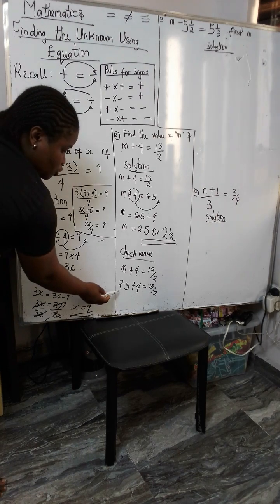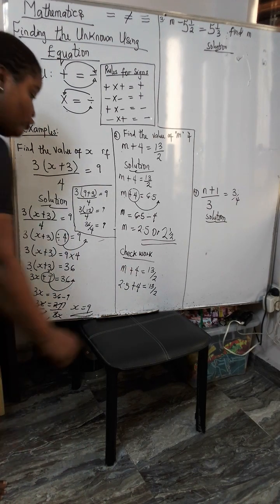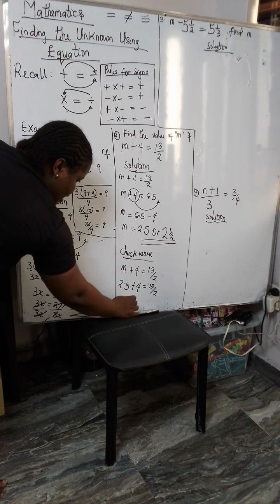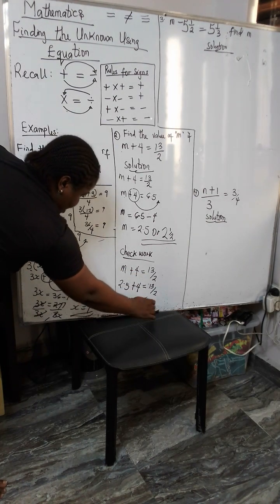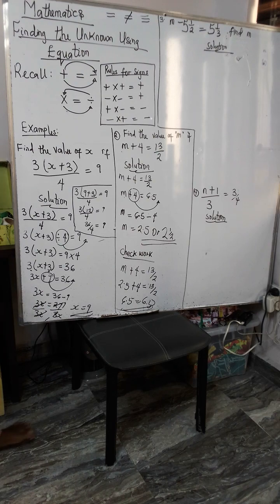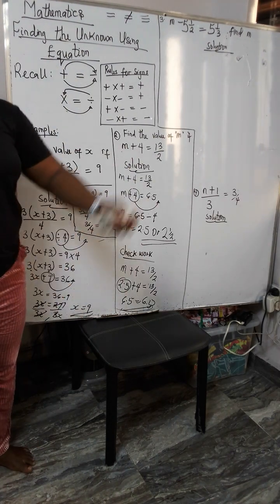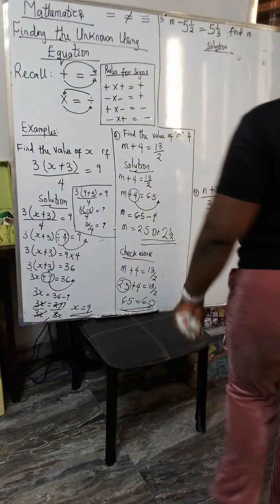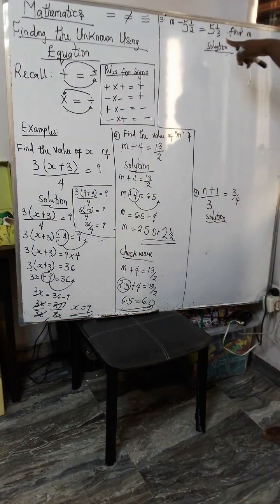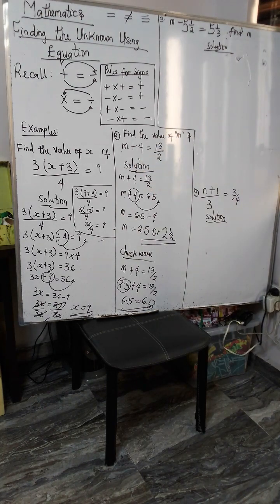If that is the case, 2.5 plus 4 is 6.5, and 13 divided by 2 is 6.5. So you can see that the value of n is actually 2.5. Very simple. Okay, I'm going to progress now, and I'll be looking at number 3.